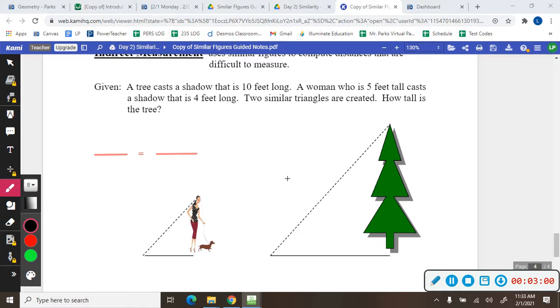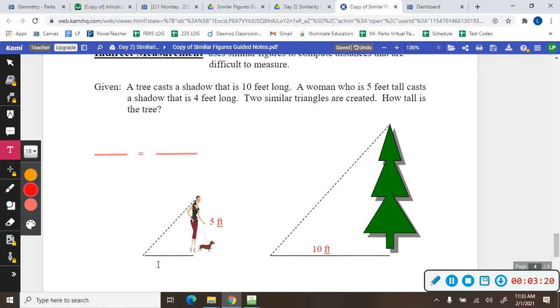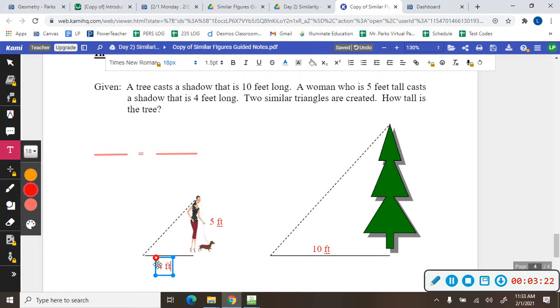And so looking at this, a tree casts a shadow that is 10 feet long. So you would say, okay, right here the shadow is 10 feet. Got that from here. The woman is 5 feet tall. And she casts a shadow that's 4 feet long. Two similar triangles are created. How tall is the tree? Well, you can set up your proportion.